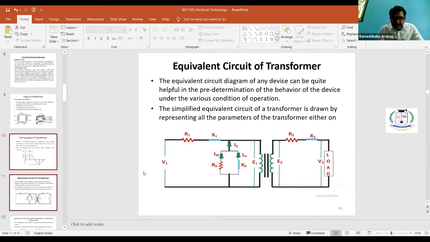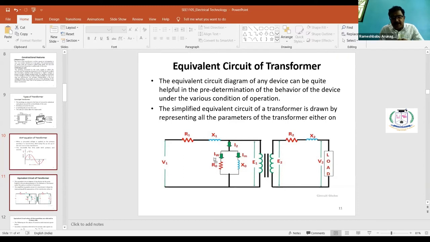Okay, so this is the simplified equivalent circuit which is drawn for a transformer. See here, what are the parameters? V1 is the voltage applied to the primary winding. R1 is the resistance of the primary winding. X1 is the inductive reactance of the primary winding. And then the induced EMF in the primary, I can call it E1, right?